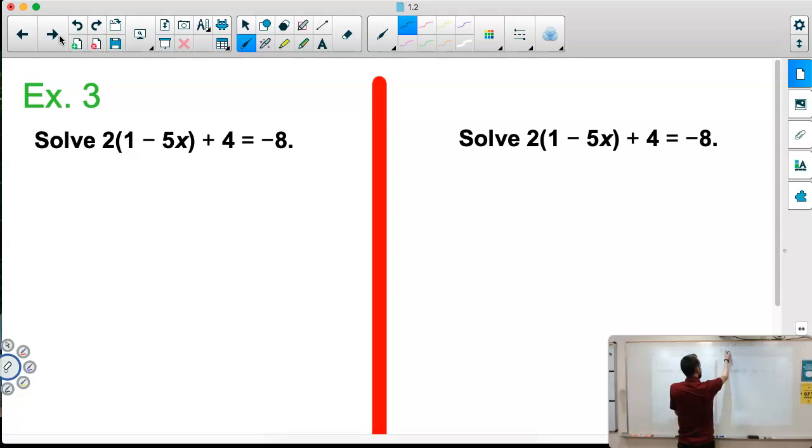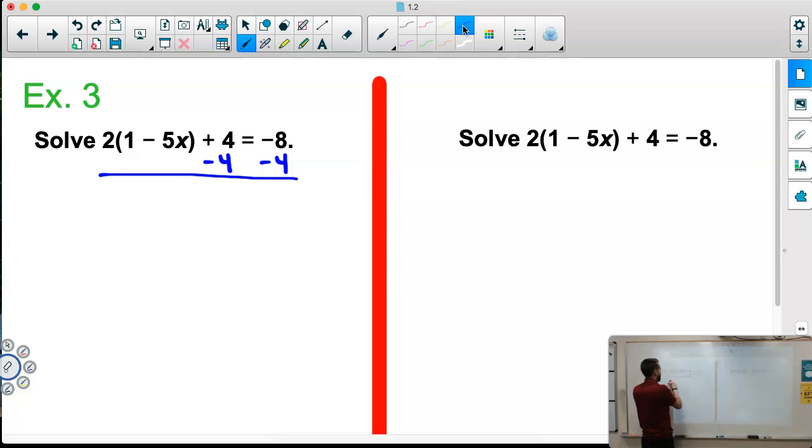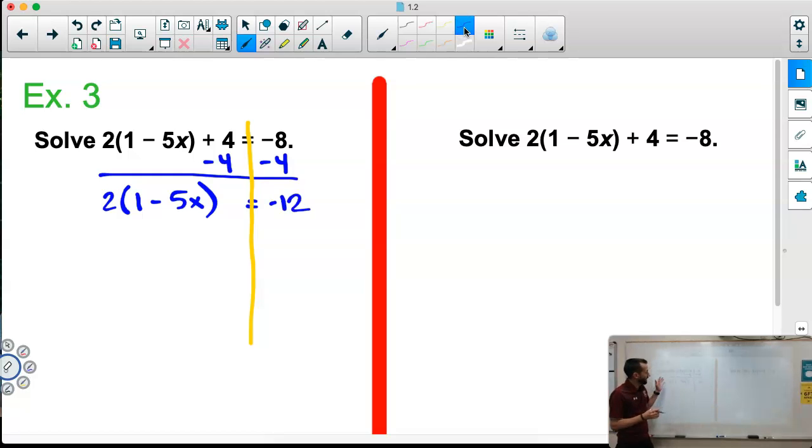On these, there's just an extra step, and I wanted to show you. First off, I can do what I did before, and I can subtract 4 from both sides. So I end up with 2 times 1 minus 5x equals, keeping track of that equal sign all the way down, negative 12. Notice what I did is I moved this 4 over. I dealt with my addition subtraction first. And now I've got this.